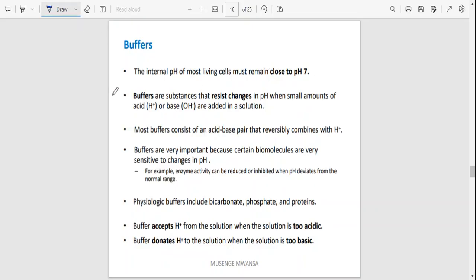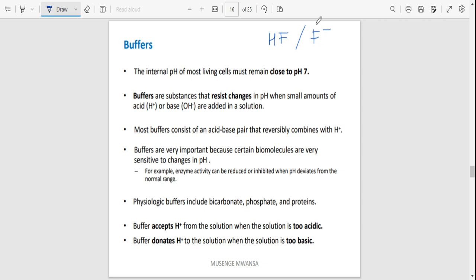For example, most of these buffers are made, of course, from weak acids with their conjugate base. This is a weak acid. When we remove this hydrogen, it's going to become F minus. So conjugates of each other differ by one hydrogen from each other. The one which has more hydrogens is the acid, and the one with fewer is the base.